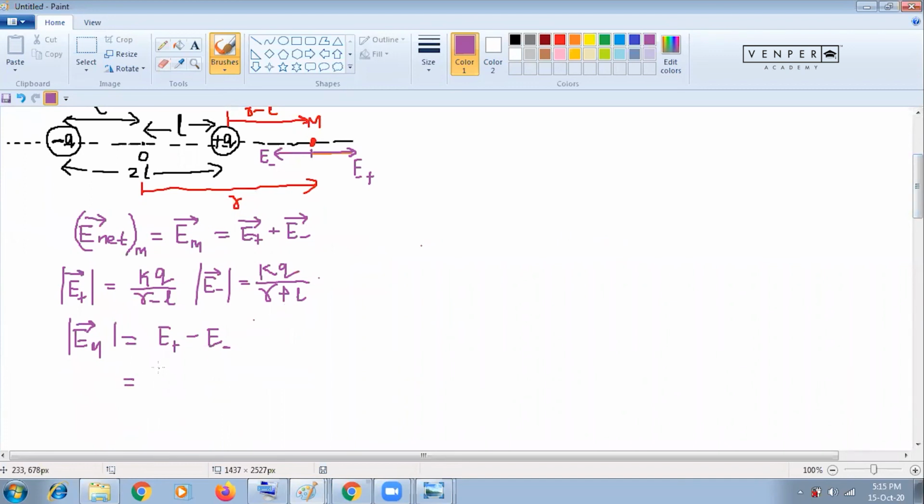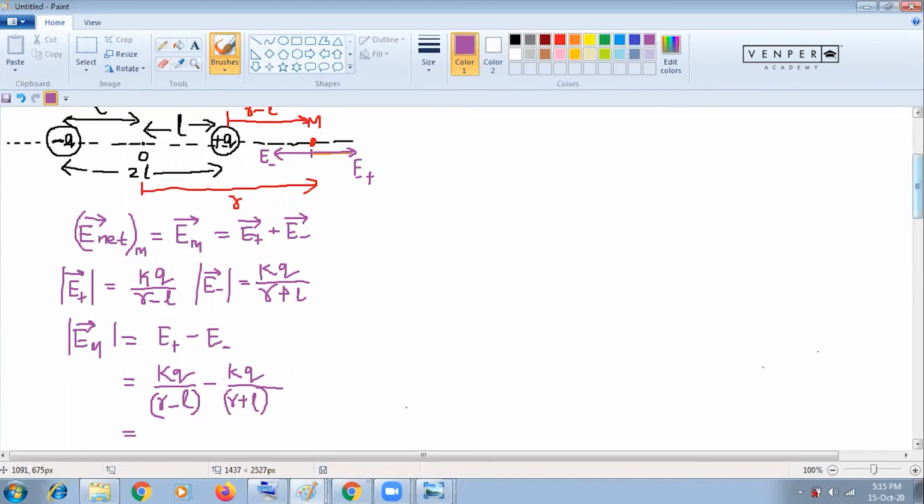What is the electric field here? So just substitute this formula: KQ by R minus L minus KQ by R plus L. Why are you subtracting here? Because this E minus is less, since the distance is large. R plus L value is more, so that's why the R minus L value is less as compared to R plus L. So that's why we are writing as this much.